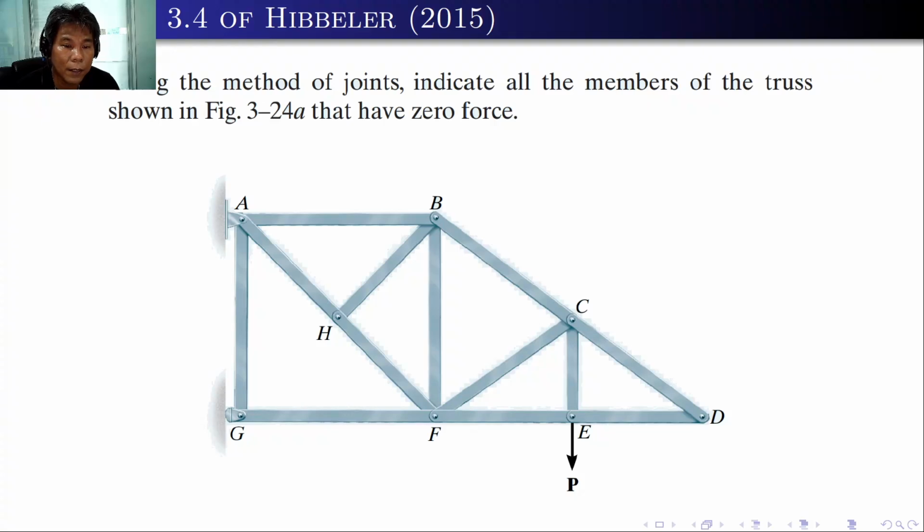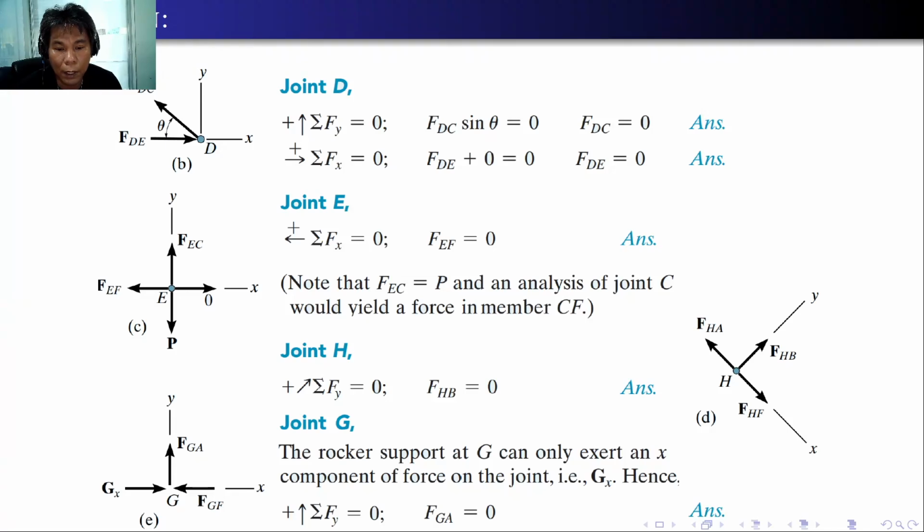What else? Joint H. At joint H, there is no external force, and although the two members are collinear, the other one, BH, should be equal to 0. So we have pinpointed DC, DE, EG, and HB as the zero force members. Here are the details of that analysis.